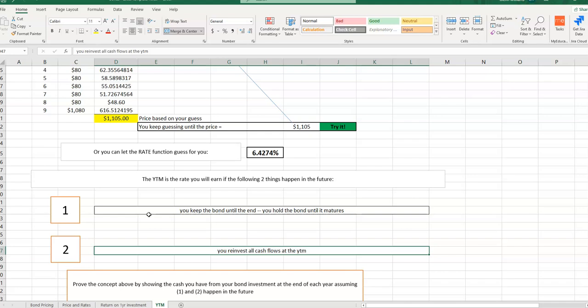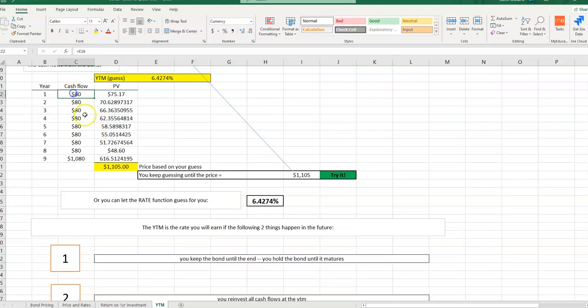What that means is that a year from now you're going to get this $80 and you're going to have to do something with it. You don't just go spend it and you don't take it home and put it in the cash box. You reinvest it. And you don't know what interest rates are going to be next year when you reinvest that. You might have a good guess, but you don't know what rates will be. And obviously, 8 years from now, you have even less of an idea of what rates will be.